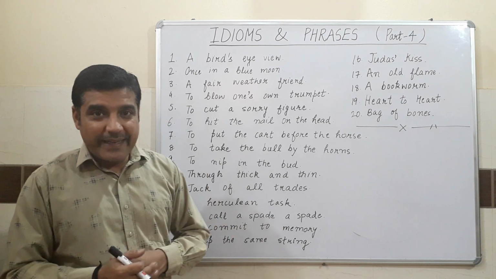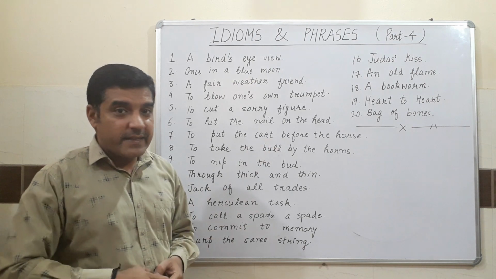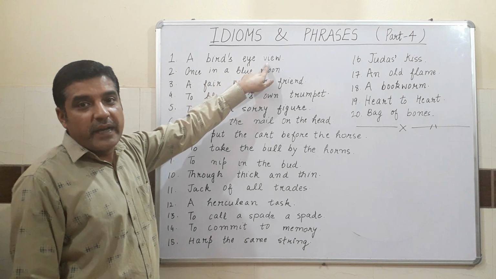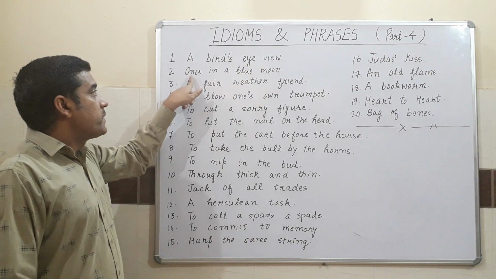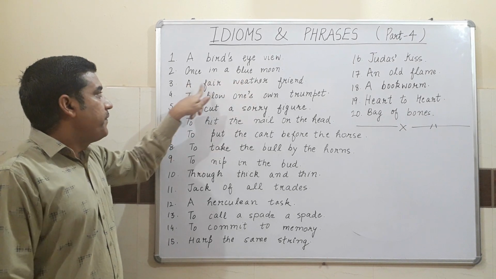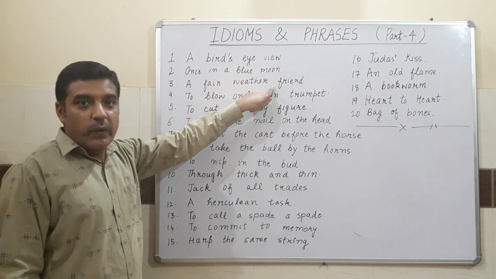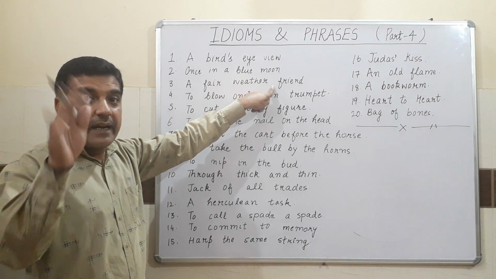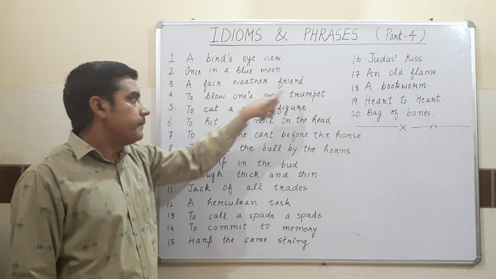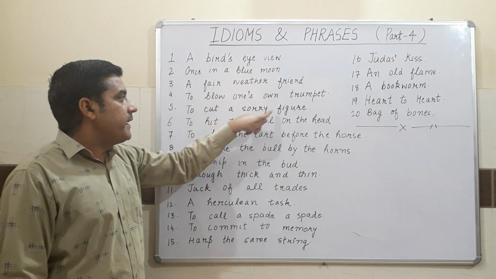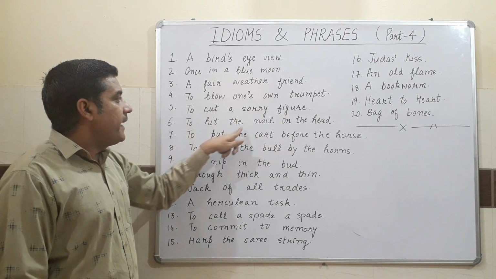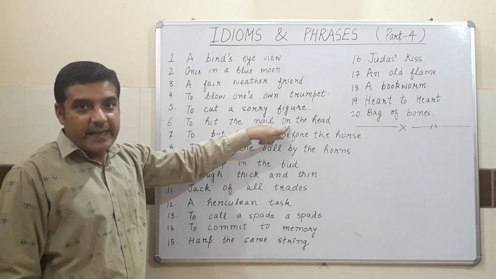Right. So let's quickly recapitulate these 20 idioms and phrases. Then we will switch on to your homework. A bird's eye view is to have an overview. Second is once in a blue moon, that is which happens sometimes only. A fair weather friend, one who helps only during good times. In adversity, he'll run away. To blow one's own trumpet is to boast. To cut a sorry figure, that is to be impressionless. 6 says to hit the nail on the head, to do the right thing at the right time.